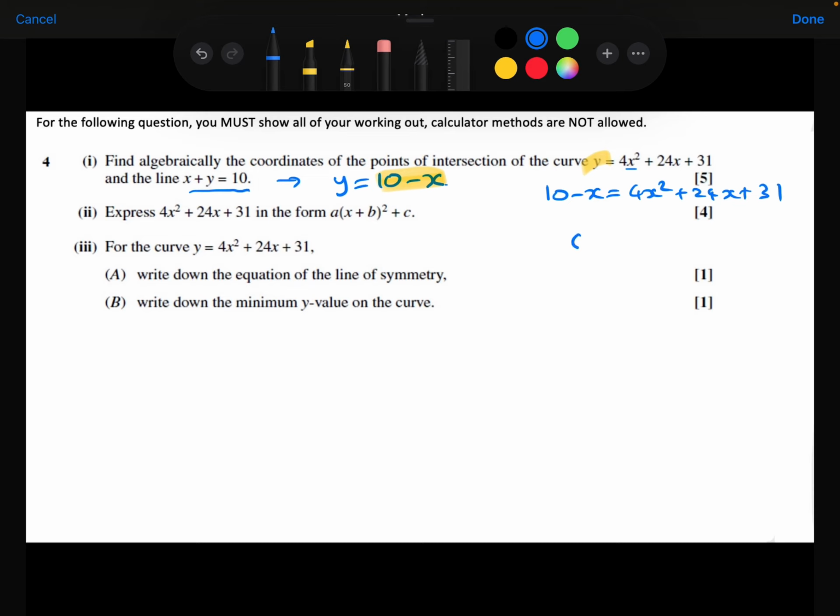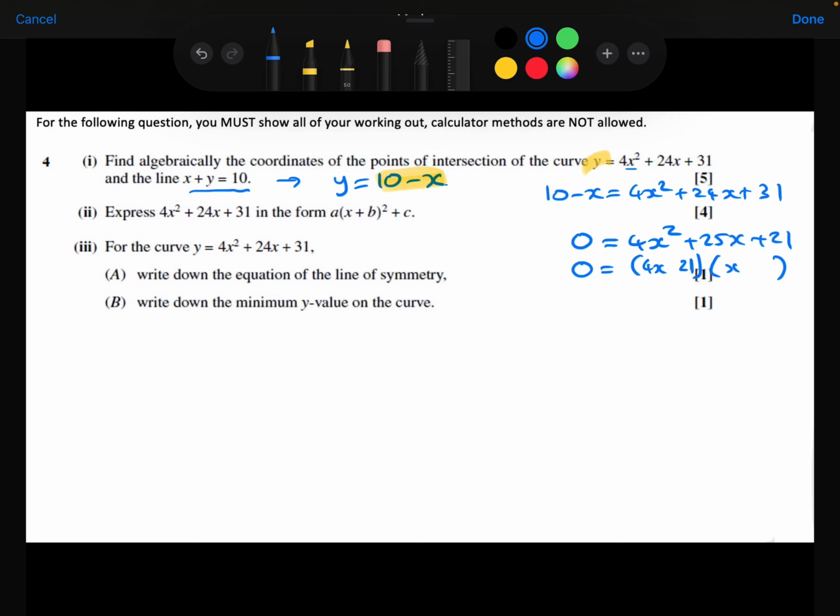We are now going to take the 10 away from both sides and add the x to both sides, which gives this. Now I'm going to try to factorise this if I can. Remember, calculator methods are not allowed for this question. It's got to be a 4x and an x to get a 4x squared. And to get the 21, well, it could be just a 21 and a 1.